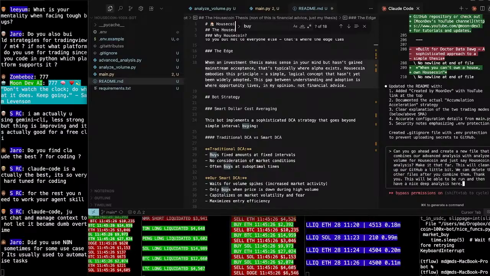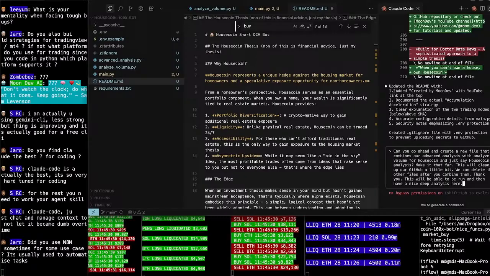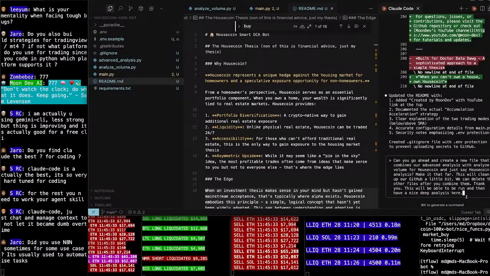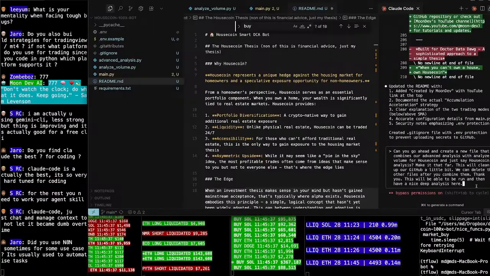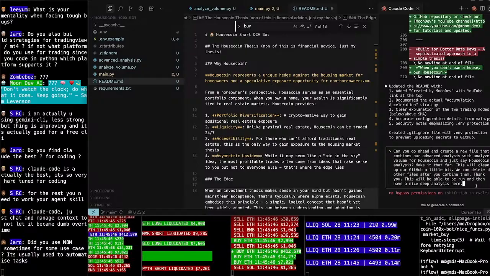And my bad, I never gave you the YouTube link. Here's the YouTube link, so you can go ahead and make that clickable at the top of the README. Also add into the README a couple more times that this is not financial advice. This is just my wild idea. So I'm building an advanced dollar cost average bot for this.